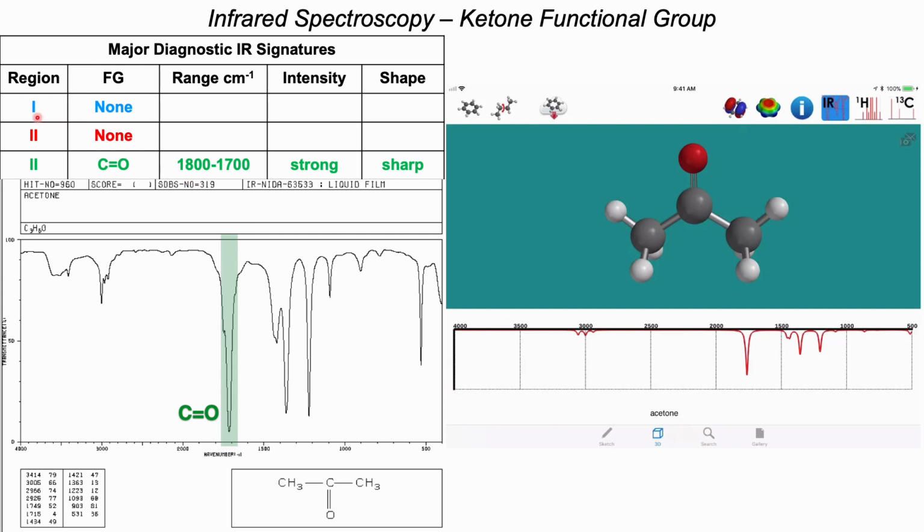So we're now in the ketone. Notice region 1 and 2. Again, region 2 is your triple bond. Region 3, your CO double bond. We can see that this molecule is called acetone. A nice sharp carbonyl stretch.